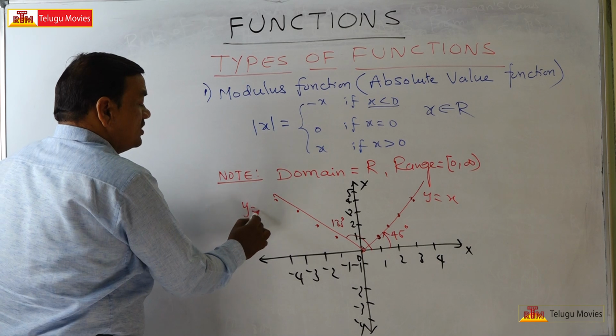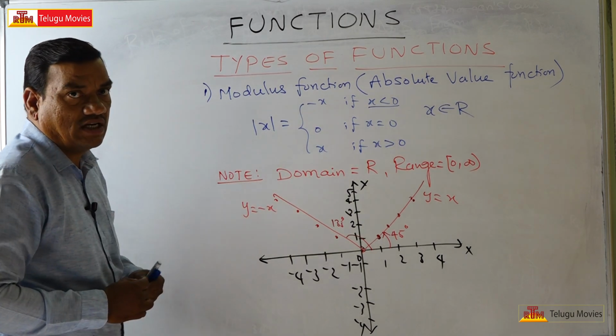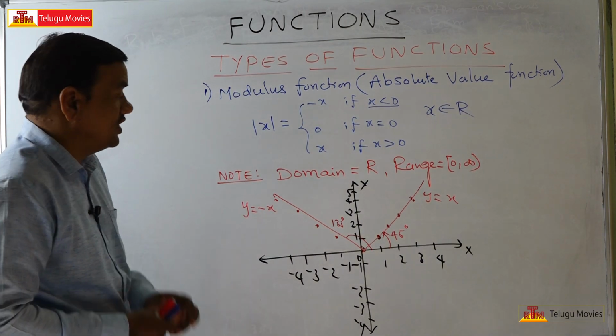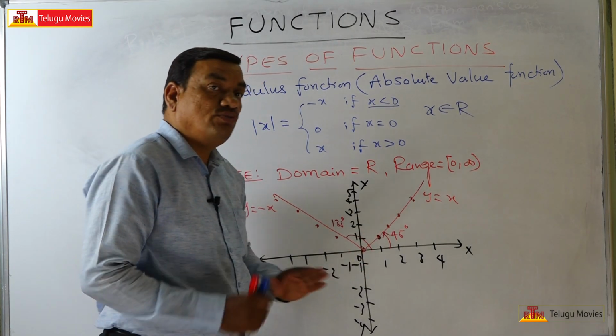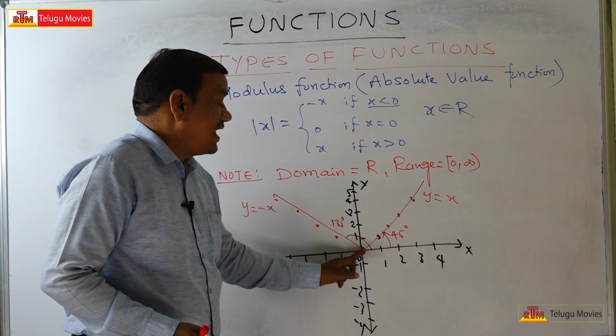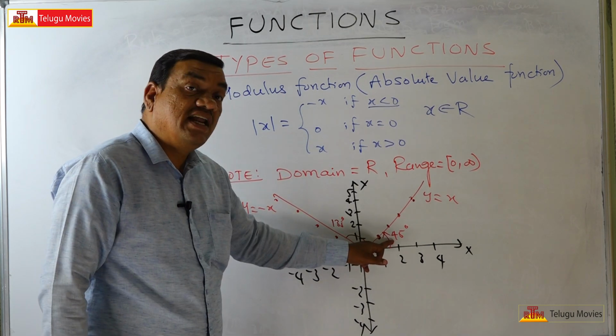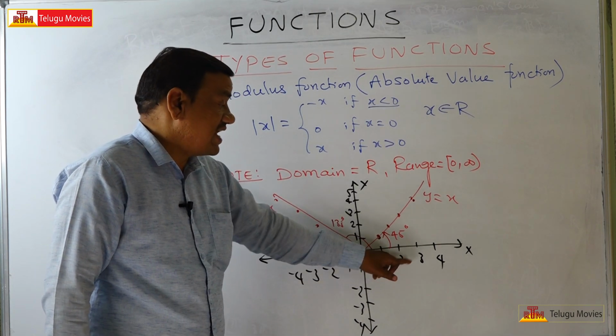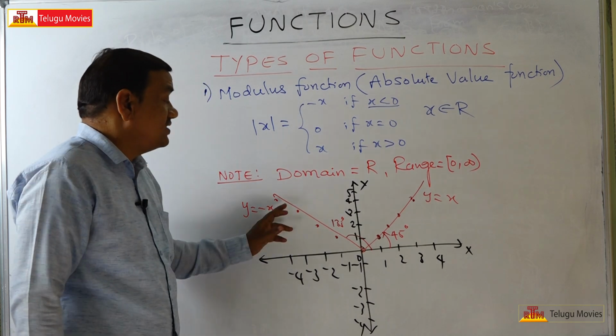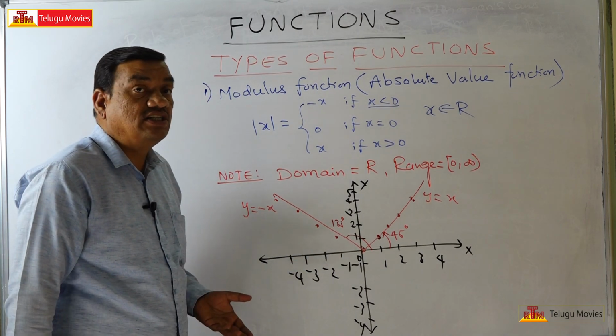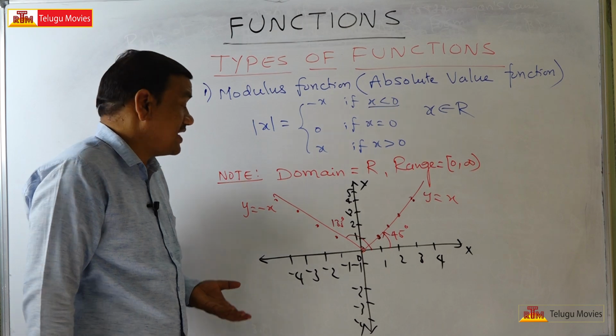This branch is y is equal to minus x. That also should be carefully observed here. So, here this branch we call it as two branches. One branch is from 0 to this right side, that is making an angle of 45 degrees with the x axis. And another branch is making 135 degrees with the positive direction of the x axis.